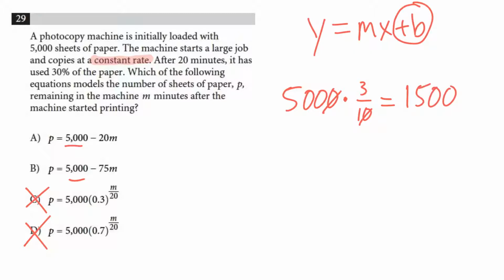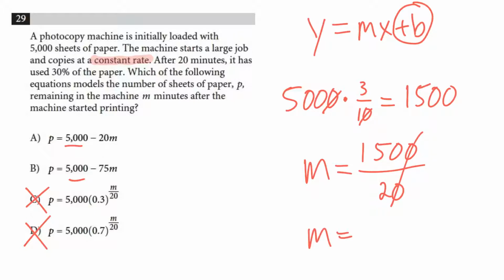So if it uses 1,500 sheets in 20 minutes, what is the rate of change? Well, that's, again, m is 1,500 sheets in 20 minutes. Well, that's going to be 75. So it uses 75 sheets per minute. Okay, so our answer is B.